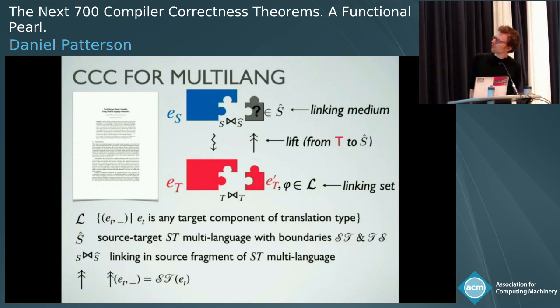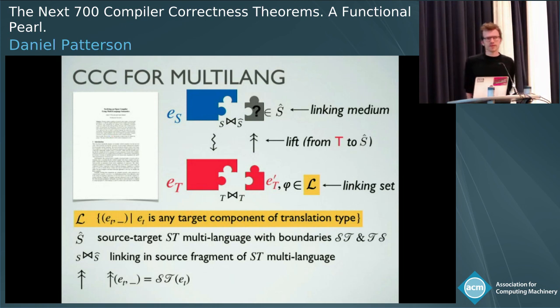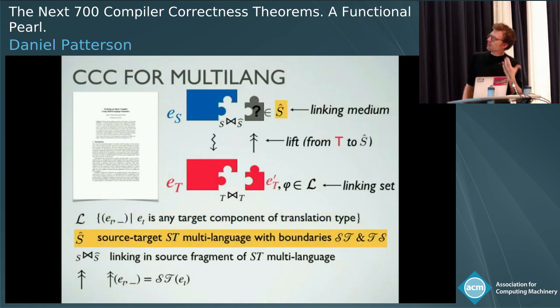And so the way that this works for our CCC theorem is the linking set is any target component that is of translation type. And what that means is that it's target code, but it has a type that we can interpret as a source type. So at the interface, we can interact with this as source code. Internally, it could do whatever it wants. And the linking medium is this multi-language. That's the formalism they used.